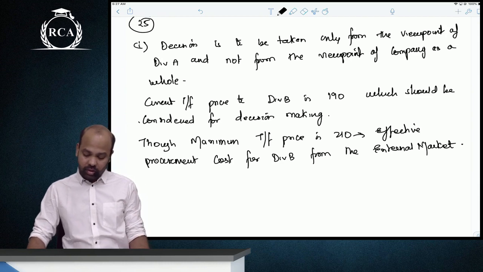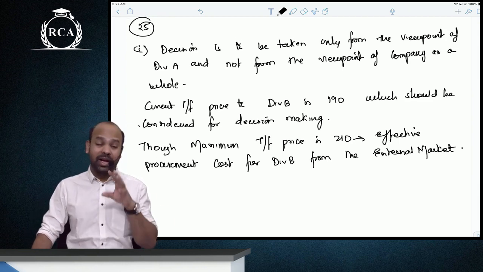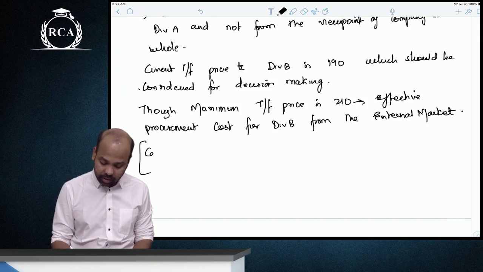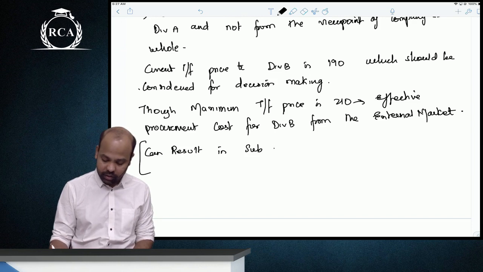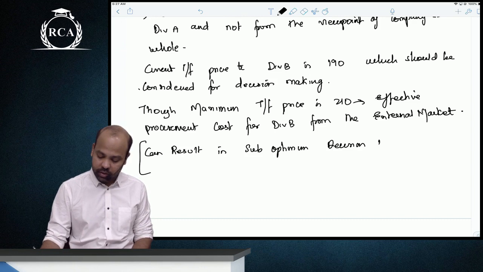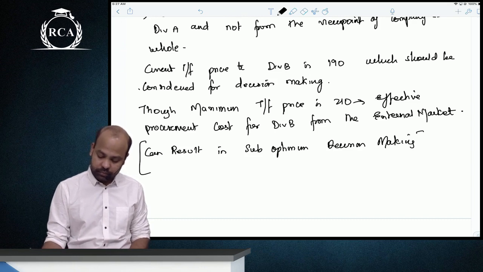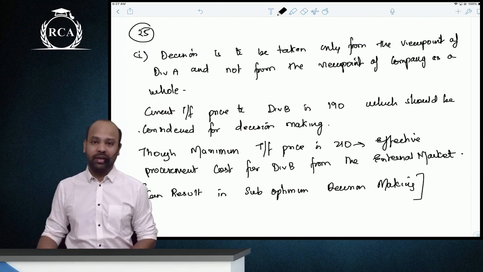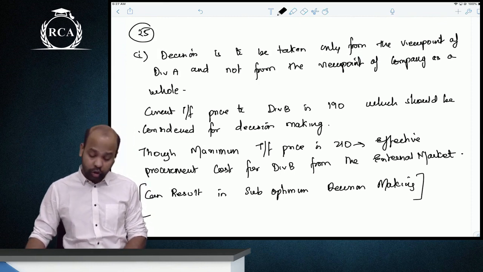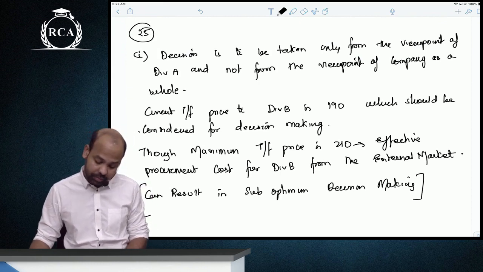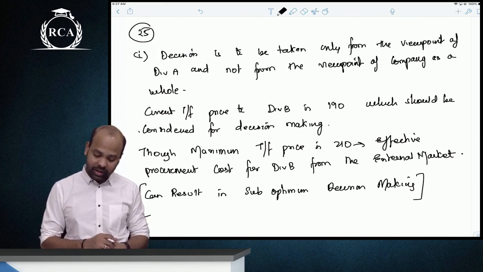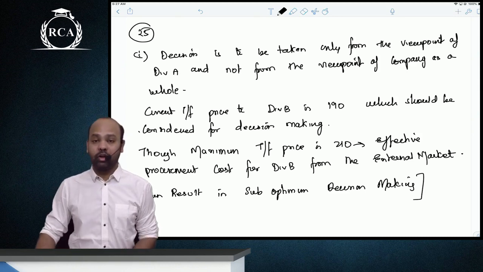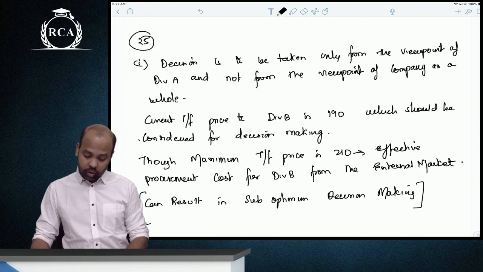Yes, sir. Please remember this part, but this can result in suboptimal decision making. I hope you all wrote this point, guys, that the decision is to be taken from the viewpoint of division A and not from the viewpoint of the company. This is why your current transfer price to division B, which is 190, will be considered for decision making and not 210 rupees. Okay, sir, we have all written this.